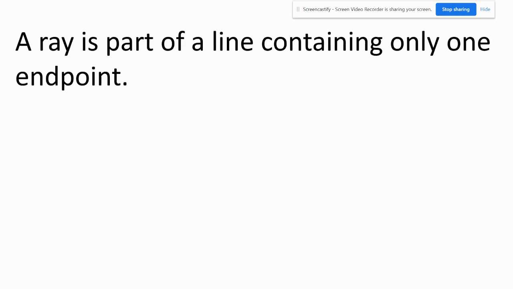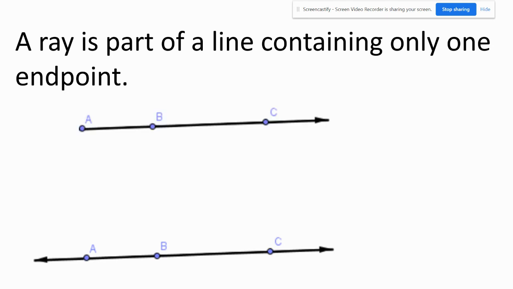Now, ray, it's another word we're going to be using. A ray is a part of a line that contains only one endpoint. But let me remember a line. Remember, a line goes on forever in both directions. Now, a ray has one endpoint. So one side is an endpoint, and on the other side, it goes on forever.